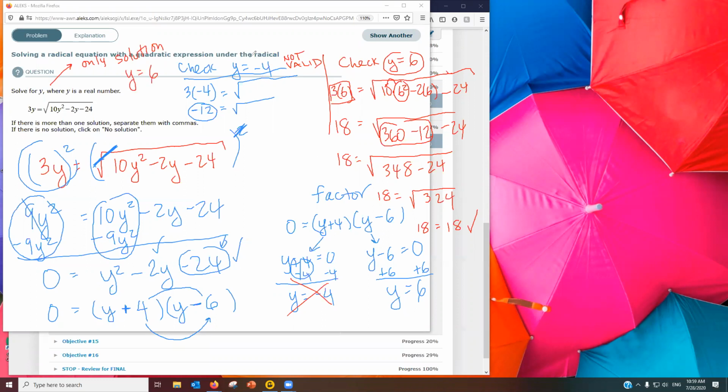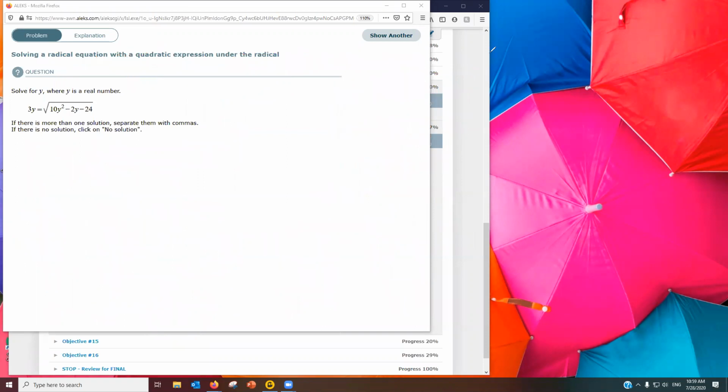We found out that y equals negative 4 was not valid. Now, by the way, it could be that a negative number is a valid solution, but in this example, it so happened that negative 4 was not valid. All right, so again, just a reminder that you must check your answers in these radical equations because some of your answers might turn out to be invalid. All right, hope this is helpful as you're working in Objective 14.